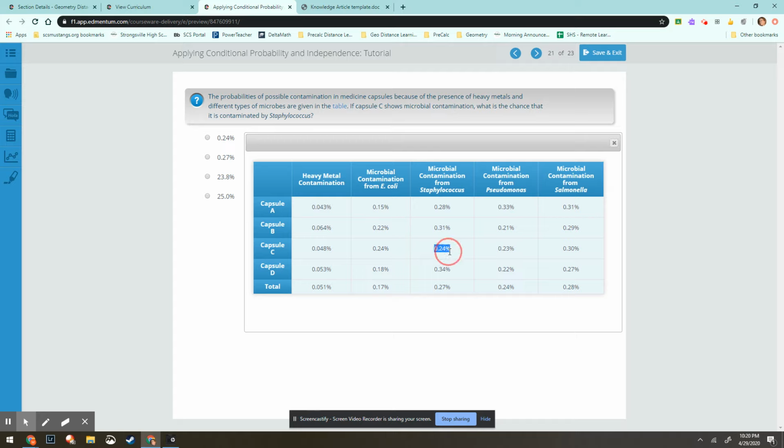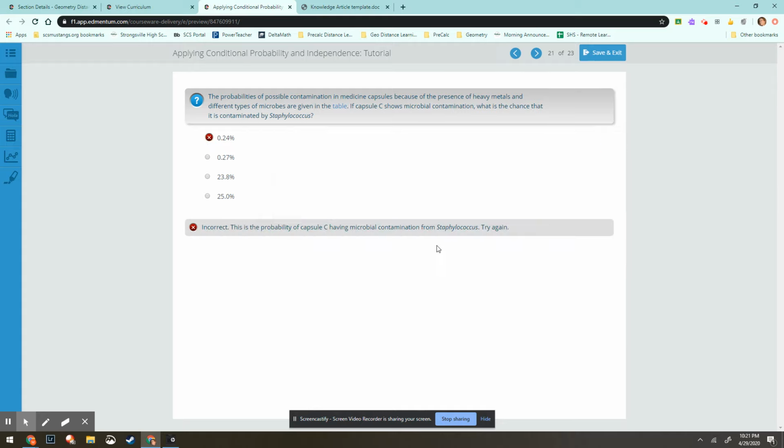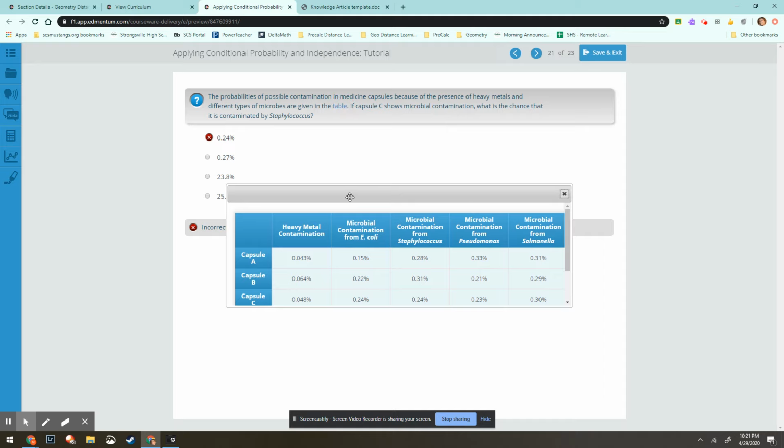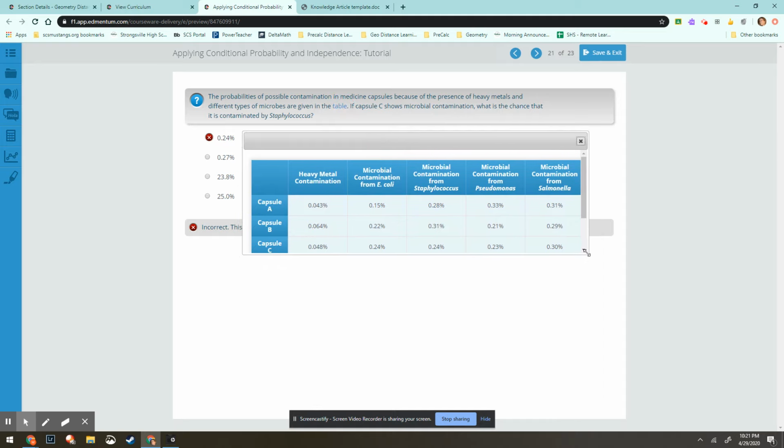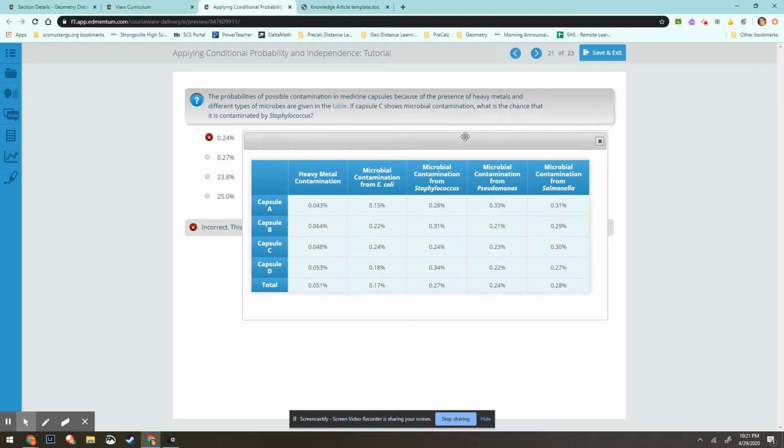Now some of you might be tempted just to come down here and say, oh, 0.24. But if you do that, you would be wrong. What you've got to do is look at the condition. The condition is that capsule C shows microbial contamination, so I'm actually going to look at these 4 numbers here. Those are the ones that have microbial contamination from different things. Not this first one, the heavy metal, I don't want that. So I'm going to add all of those up.